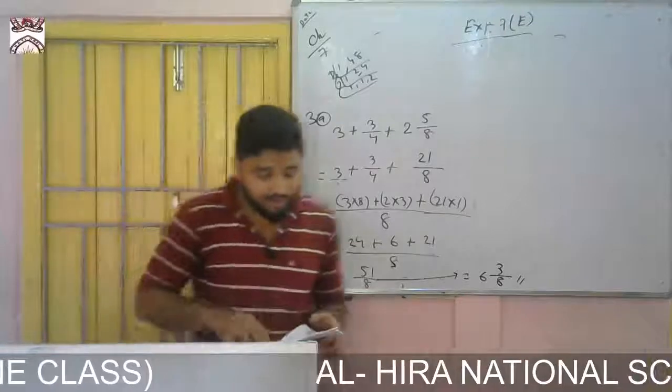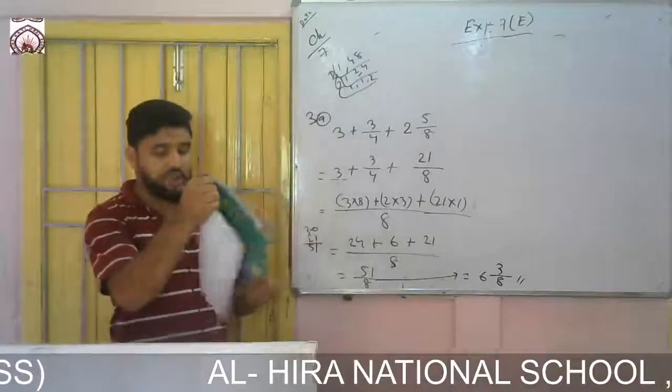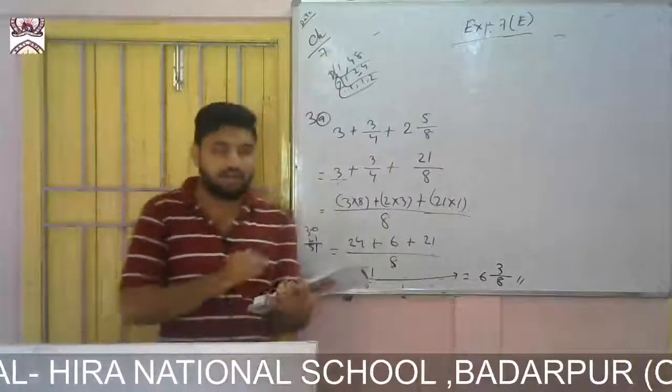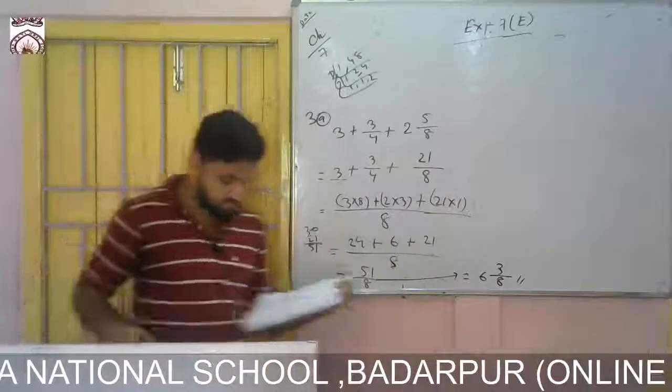So 7E what? Convert into like fractions and subtract. Earlier what we have done? Earlier we have done what? Addition. Now in this case what? We will do what? Subtraction.